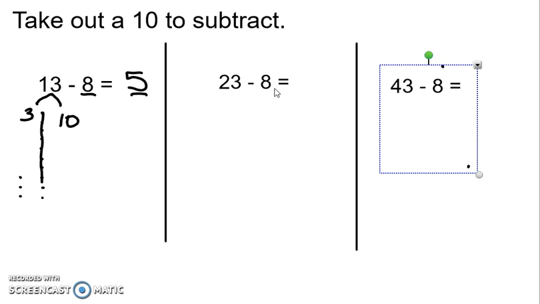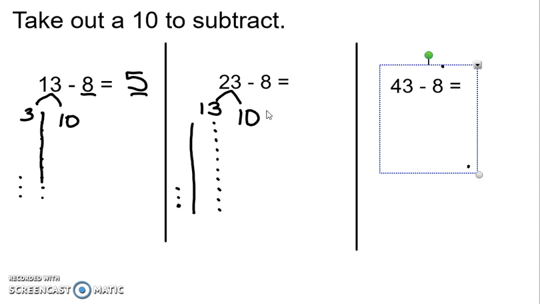Here we have 23 minus 8. So I'm going to draw 23. One of the 10s I'm going to draw using ones, just like we've been doing. So there's 4, 5, 6, 7, 8, 9, 10. The other 10 I'm going to draw as a rod. And then I'm going to draw my 3 ones. So, remember we took this 10 out, and I have the 10 and 3 ones left, which is 13.